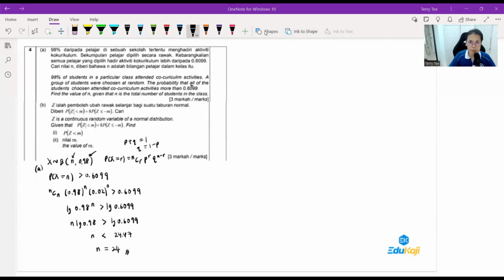For part B, we need to use a mathematical table to find the value of M. Here, we are given Z is a continuous random variable of a normal distribution. The probability of modulus Z less than M is 8 times the probability of Z less than negative M. Okay, so let's do a sketch.